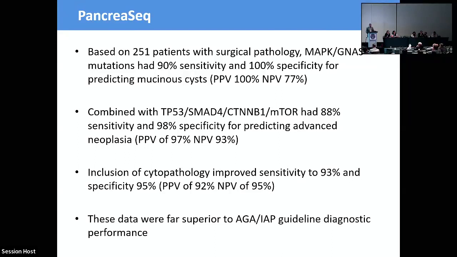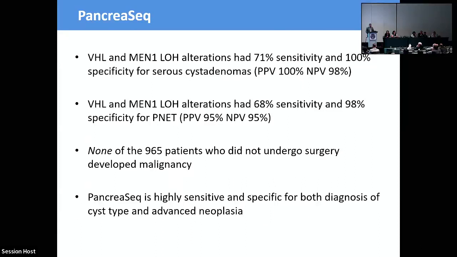Again, this is where the field is beginning to change here. The inclusion of cytopathology improved those numbers. You can immediately realize here is that these data are far superior to the AGA and IAP and other guidelines that we've had so far that are clinical based.